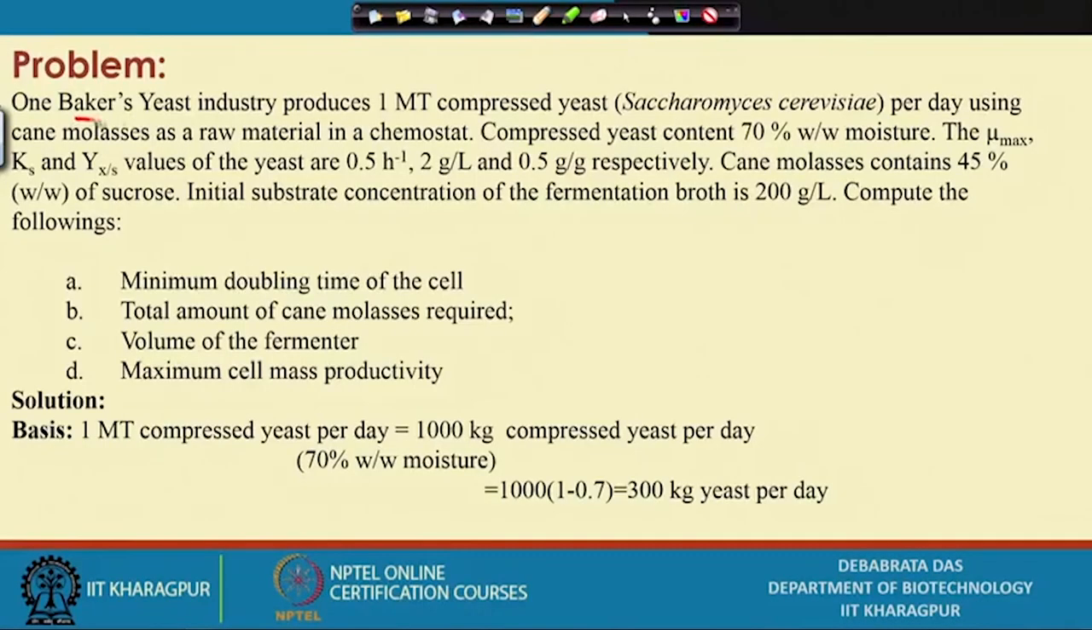The problem is that a baker's yeast industry produces 1 metric ton of compressed yeast. What do we mean by compressed yeast? The baker's yeast industry usually produces two types of yeast. One is called compressed yeast, another is called active dry yeast. Compressed yeast contains more than 70% moisture, but active dry yeast contains about 6% moisture. Active dry yeast is used for longer-term operation, and compressed yeast is for a very short time because it contains 70% moisture.